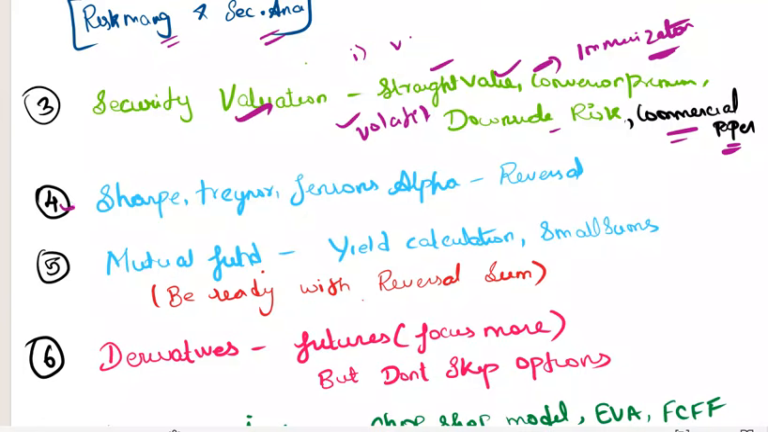The next is Sharpe, Treynor, Jensen's alpha. This may relate to portfolio or mutual fund. You can find these types of questions in both areas. So please be thorough with Sharpe, Treynor and Jensen's alpha, and a reversal question is also possible.